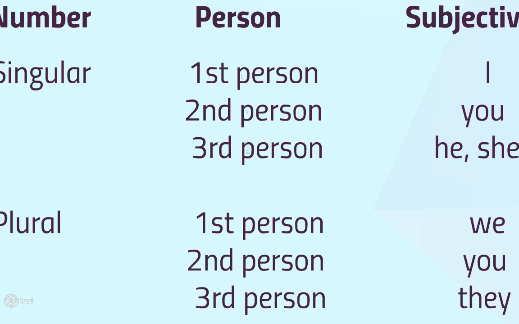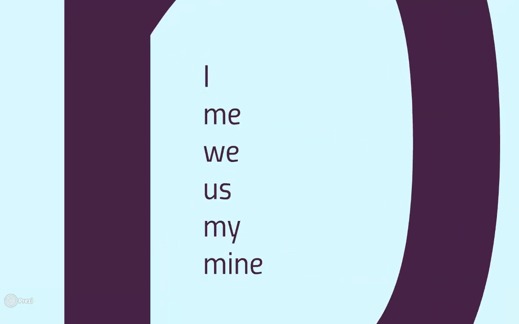So let's go over the pronouns that you would use for each one. So when we're writing a story in first person, or if we're writing a journal entry or something about ourselves, we're going to be using these first person pronouns. I, me, we, us. And then we have our possessive personal pronouns of my and mine. And then we also have possessive pronoun plural, which would be our.